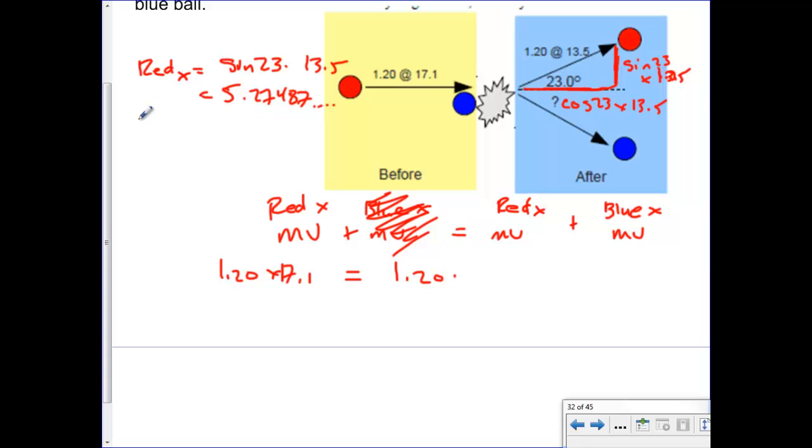5.27487. And then red y. Shoot, I screwed that up. Yeah, just change the X. X and y. This is y, and this is x. That'll be cosine of 23 times 13.5.